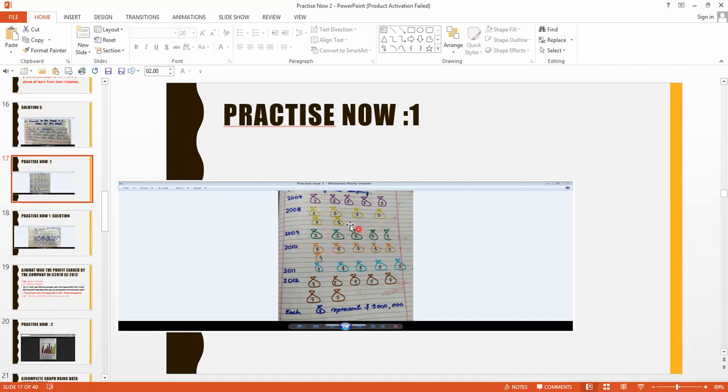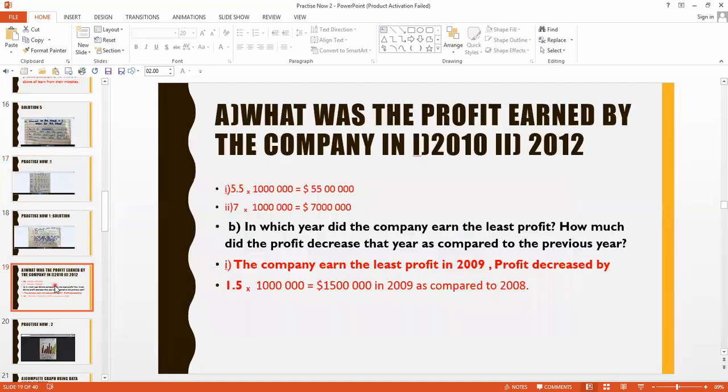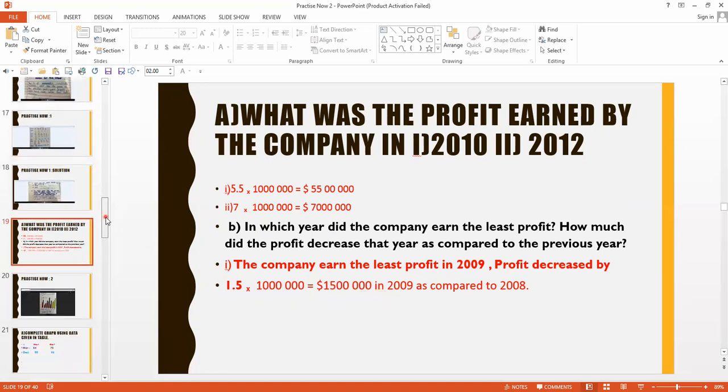There we have 4.5, and here 1, 2, 3, 4, 5, 6. So 6 minus 4.5 is equal to 1.5. Clear? I think it is clear. In 2009, we have 4.5, and in 2008, we have 6. When we subtract the smaller from the greater, we get 1.5. So multiply by 1 million, and it is equal to 1,500,000.